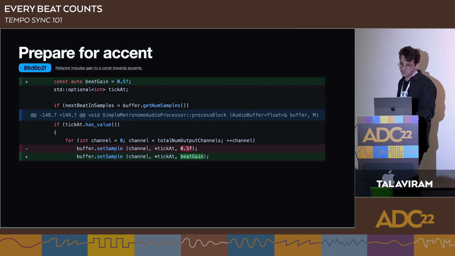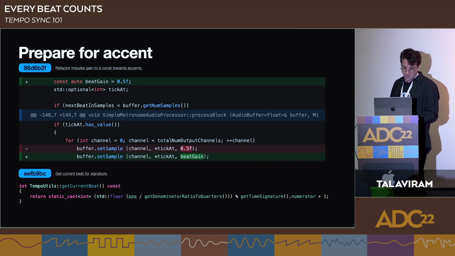So, again, refactoring. Sorry for those parts, but I need to do it for my reviews. And then we want to get the current beat, like what's the beat? Is it the 1, the 2, the 3, or the 4? And this is basically modeling the numerator.